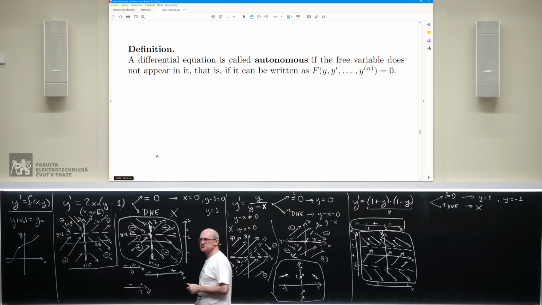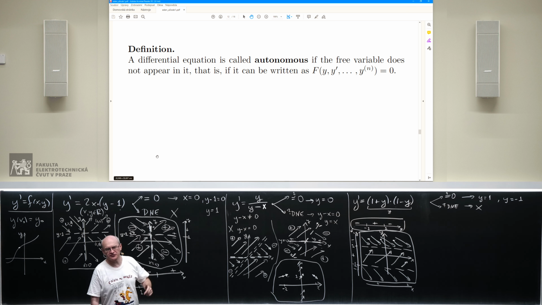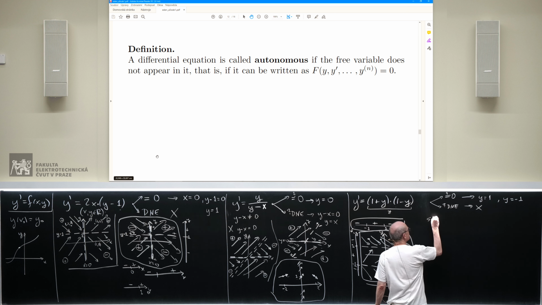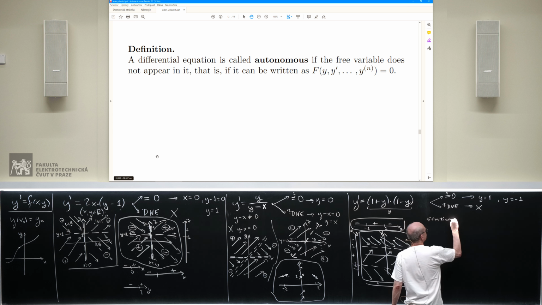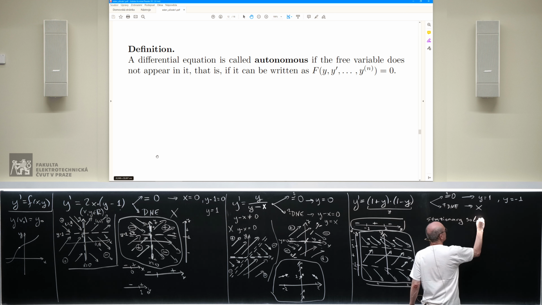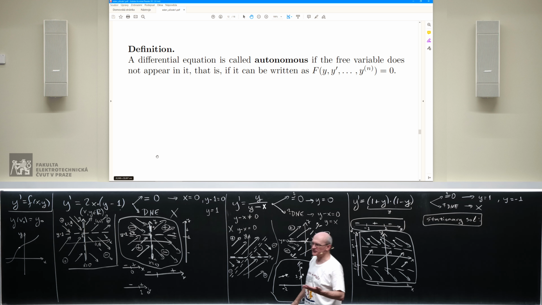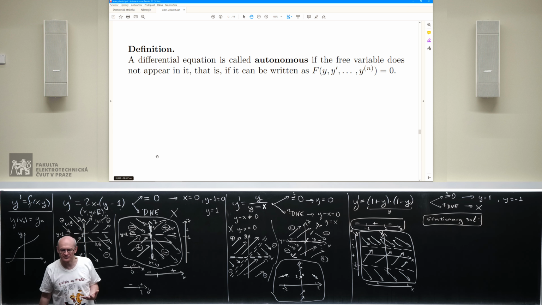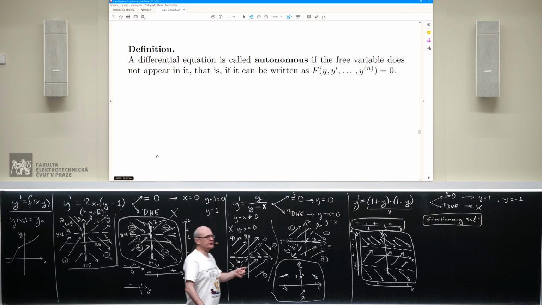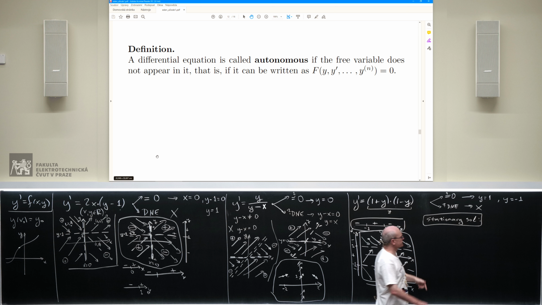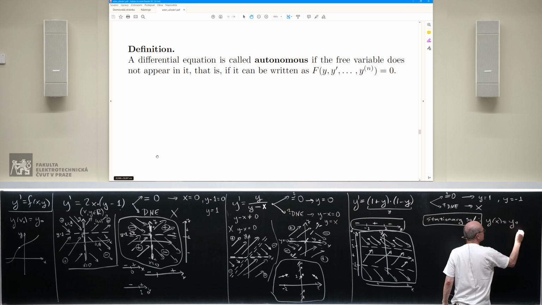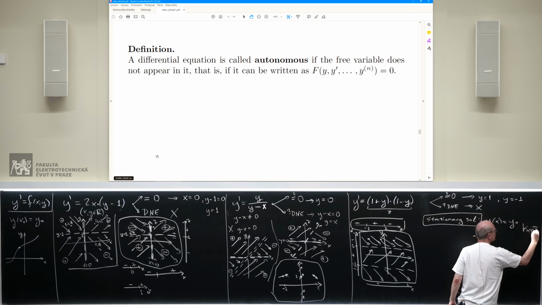And very special solutions in particular are so-called stationary solutions. So let me put it here. What is the stationary solution? Well, a stationary solution is a solution which describes a procedure which is stationary. In other words, it does not change. So, mathematically speaking, a stationary solution is a solution which is constant, a constant function for every x from some interval.